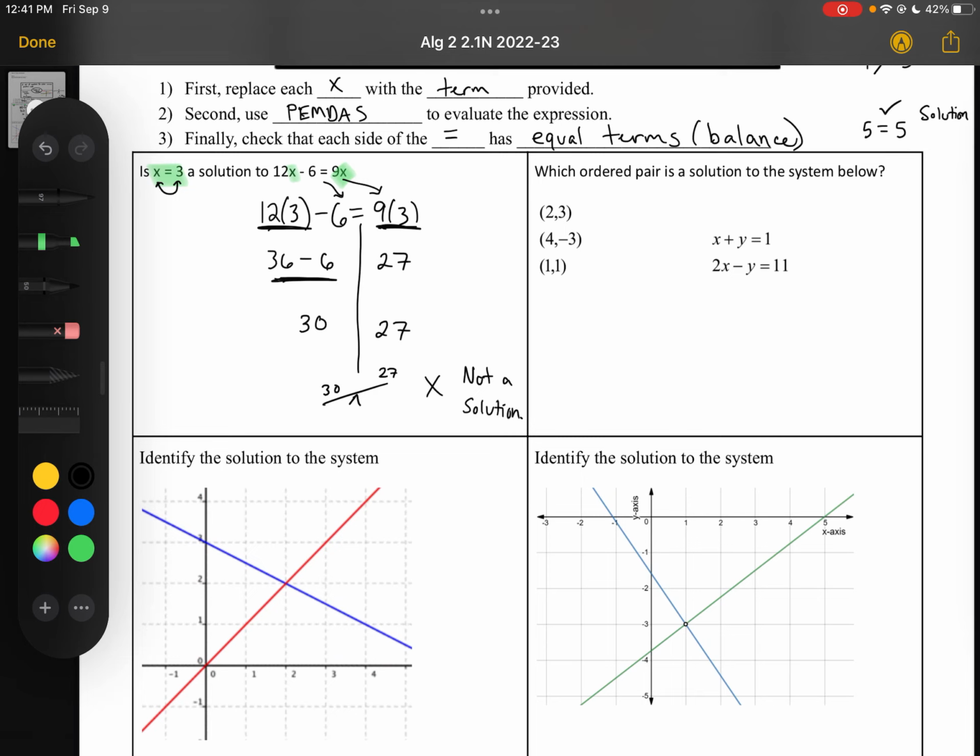So that would be the answer that we're looking for. We're not trying to get x equals 3. We're not trying to solve this. We're just asking and answering, is it or is it not a solution? So in this case, no, it is not a solution.